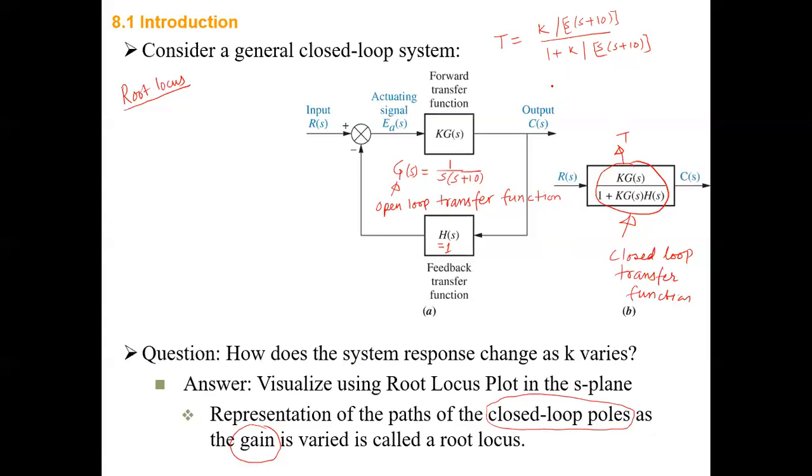No. Okay, so let's do this. Now if I take the least common multiple, what do I get here? This guy goes here, S plus 10 divided by this whole thing, S plus 10, and these two cancel each other. Then what are we left with finally? Finally, T equals K divided by S plus 10 plus K.